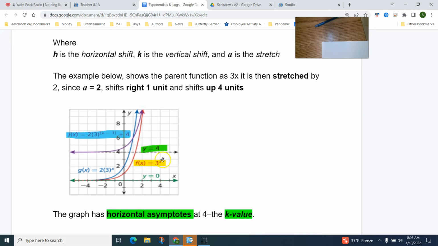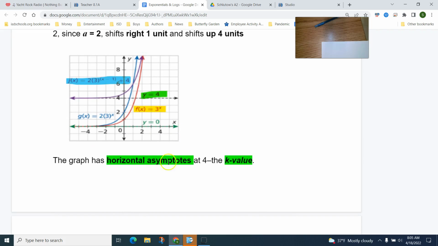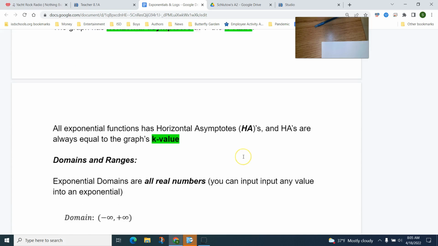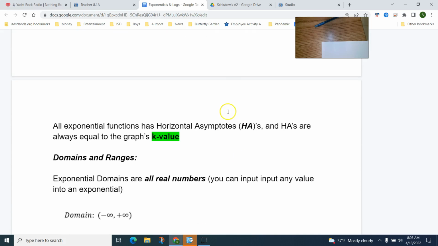Now, this floor right here, this dotted line, the floor of an exponential, is called the horizontal asymptote, right here in the green. It is the k value. The k value is 4, right here, 4 units. That's your k value. It is the y value, but it is the horizontal asymptote. That's brand new, and the horizontal asymptote is always the k value. The exponential function has a horizontal asymptote, and it is the k value, which I just said.